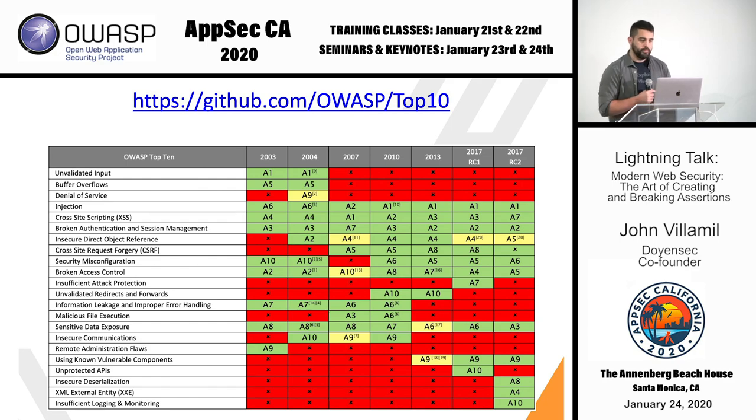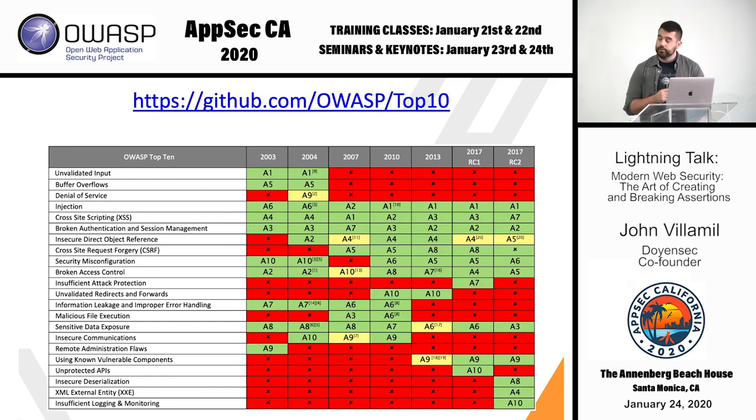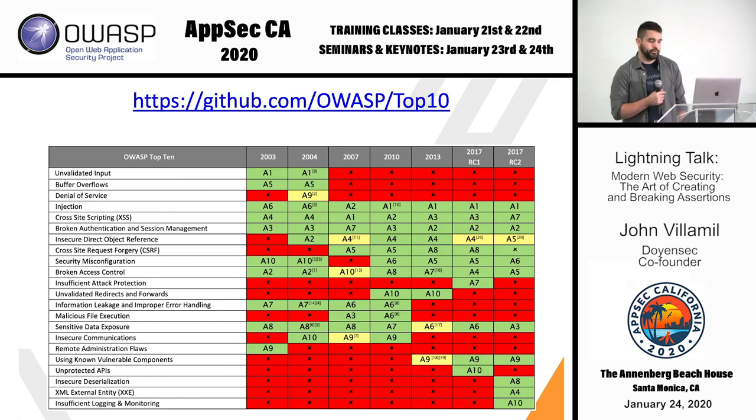This is the overall chart from 2003 to 2017, and again, there's a bunch of assumptions we can make here. So unfortunately, things like injection and cross-site scripting, authentication, and sensitive data stuff has always been an issue. I think it's always going to be an issue. It's just kind of like a built-in feature of web security at this point, unfortunately.